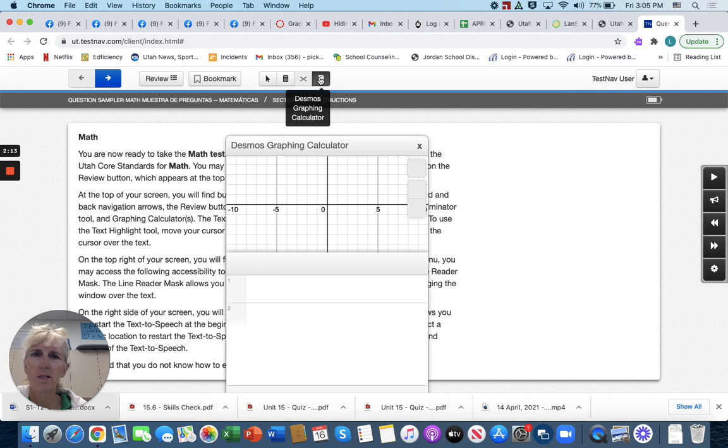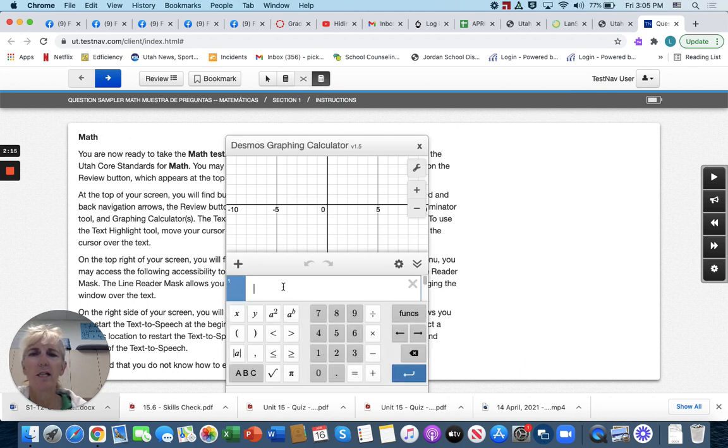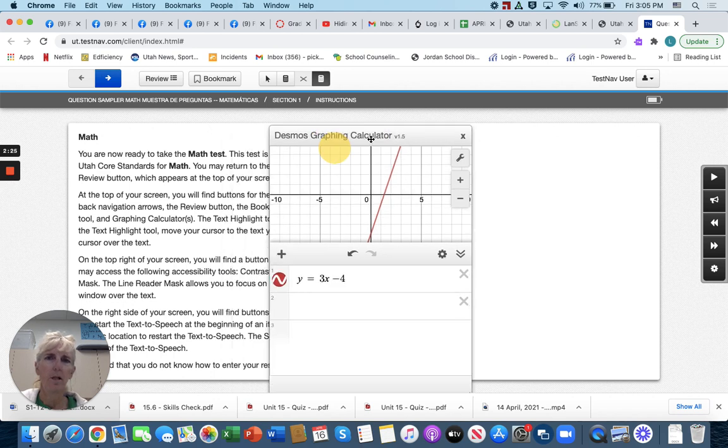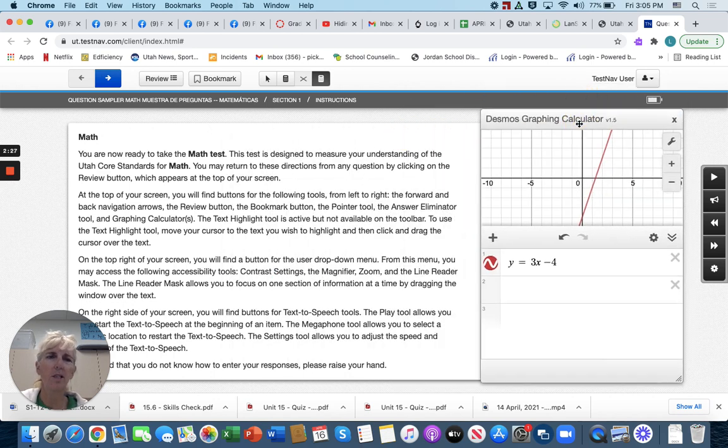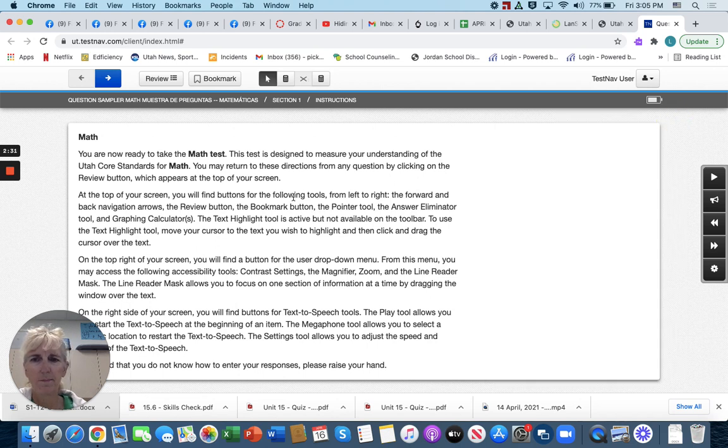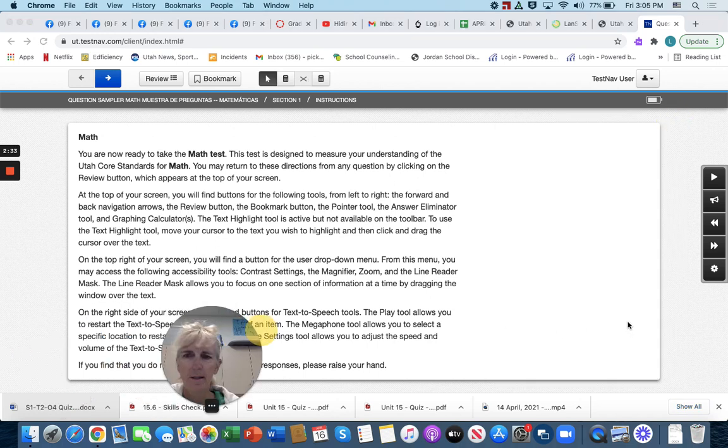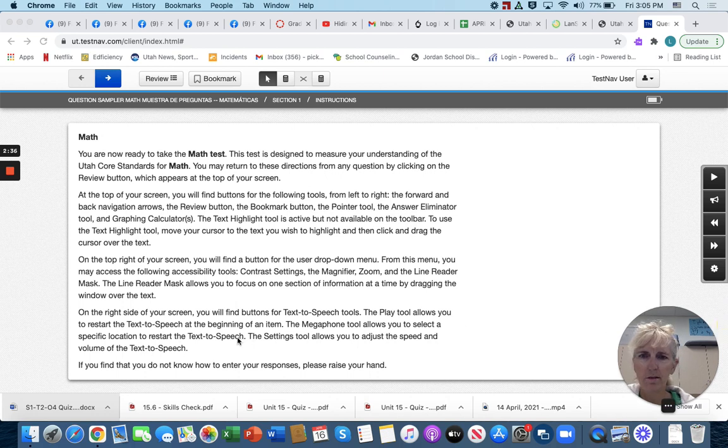You can also do the Desmos calculator, so if you needed to graph something, like if you needed y equals 3x minus 4, you can see what the graph is going to look like, okay? So again, there's two different types of calculators. Use the one that's best for you for that particular problem, okay? And I'm going to move me over to here.